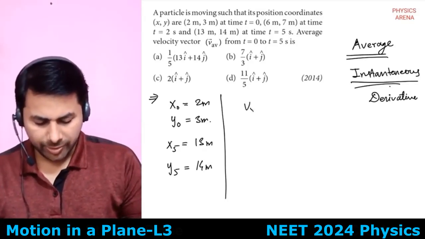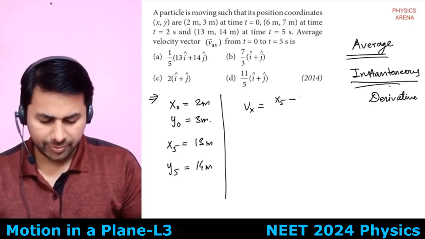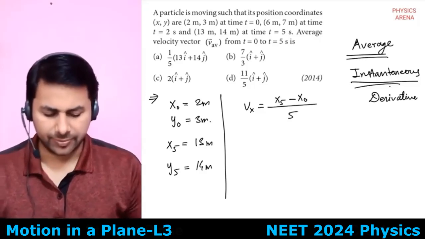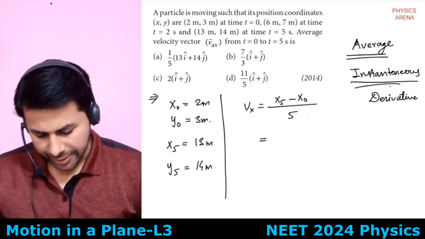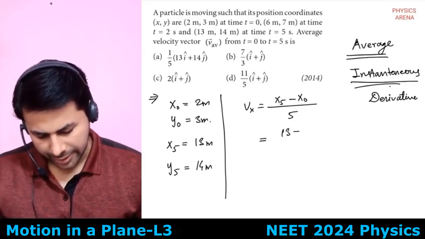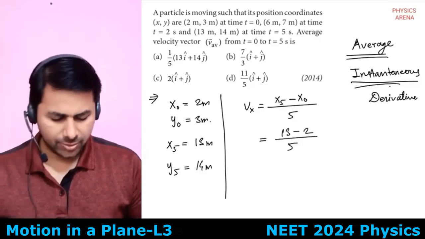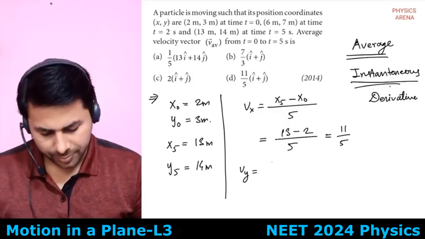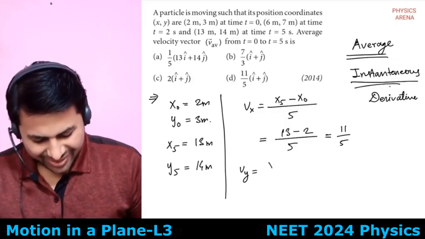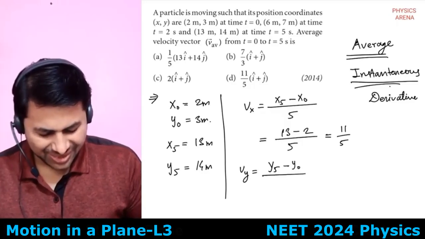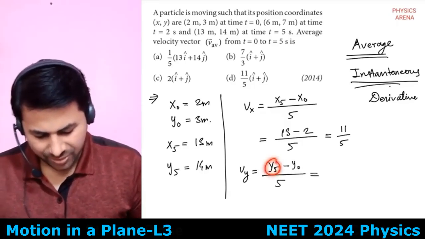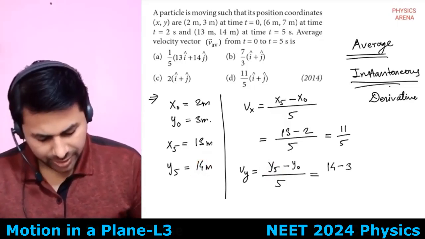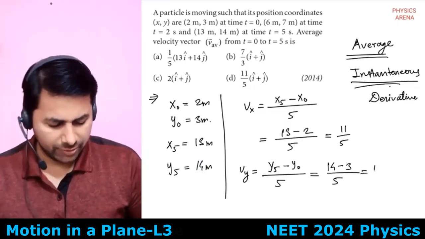Okay, so what will be vx? It will be x5 minus x0 divided by t equals to 5 minus t equals to 0, that is 5. x5 is 13, x0 is 2. So 13 minus 2 upon 5, or you can say 11 by 5. What will be vy? It will be y5 minus y0 divided by 5 seconds. y5 is 14 minus y0, which is 3, and you have 5. So this is also 11 by 5.